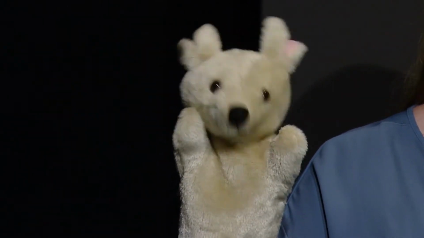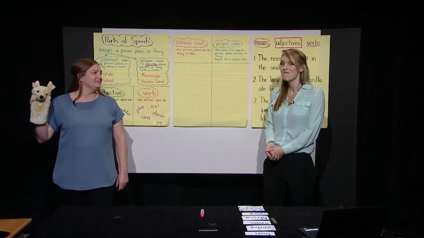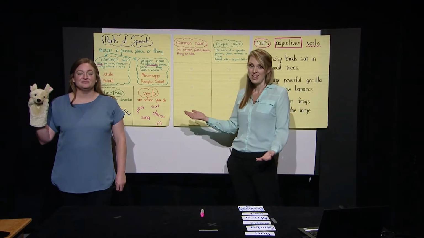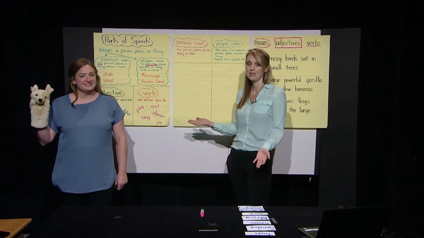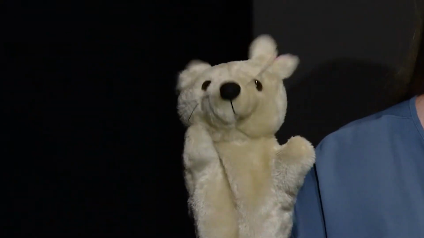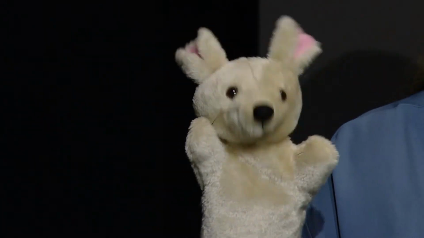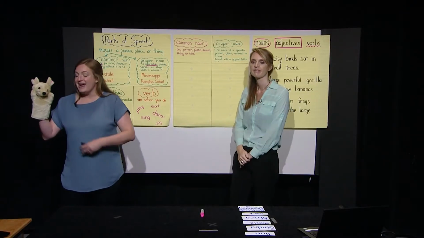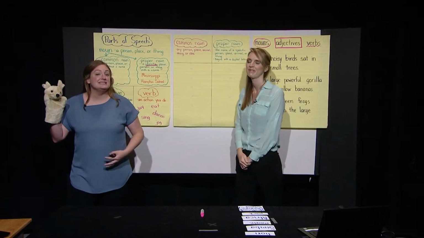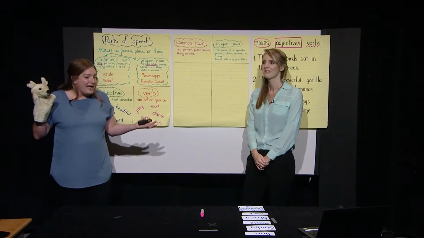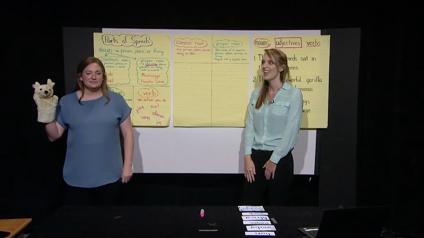Sure, let's go. We can use our anchor chart to review nouns, adjectives, and verbs. Let's start with nouns. A noun is a person, place, thing, or idea. That's right, Rattenborough. A noun can tell us who or what the sentence is about.